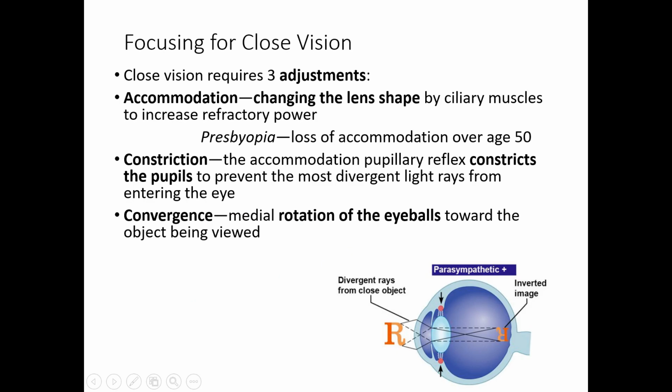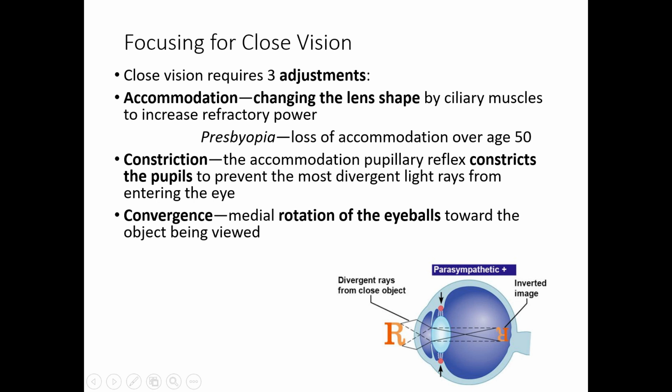For close vision, our eye needs to make 3 adjustments. First, accommodation. Lens should change its shape, and ciliary muscles from all the sides, they press on the lens, making it more round. We partially lose that ability to accommodation over age of 50, and that condition is called presbyopia. When people over 50 cannot see clear subjects that are close to their eyes.